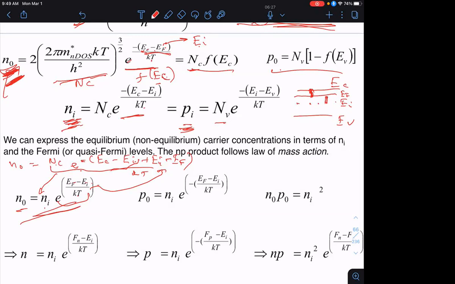So if I reference the Fermi level with respect to EC, I have to use N sub C. If I reference the Fermi level with respect to EI, I have to use N sub I. And both of these expressions are very, very useful for calculating carrier concentrations. Okay. Same thing you can do for the holes. Okay. I get P naught equal to either NV times this. So here I'm measuring the Fermi level with respect to the valence band.